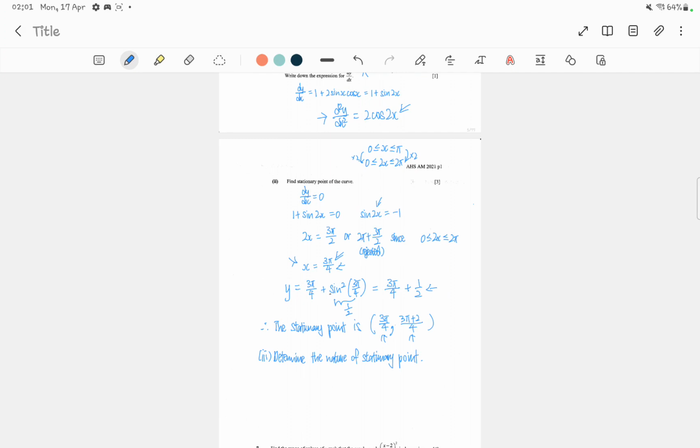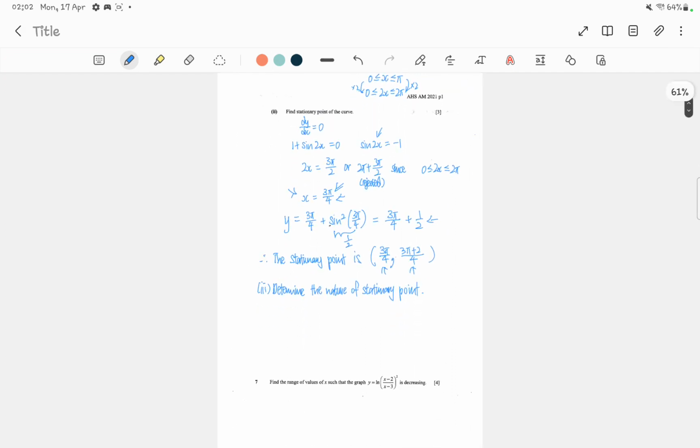In this case, d²y/dx² is very easy to obtain. However, it is inconclusive because after substituting the x coordinate of the stationary point into d²y/dx², you get the value as 0. So you must go back to the first derivative test. So over here we're going to do the first derivative test.